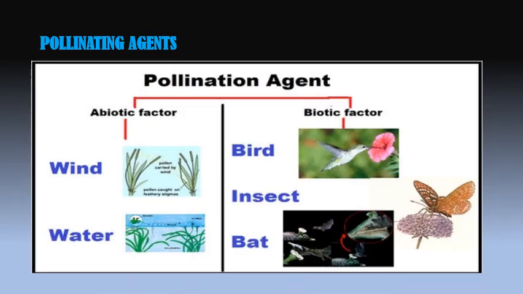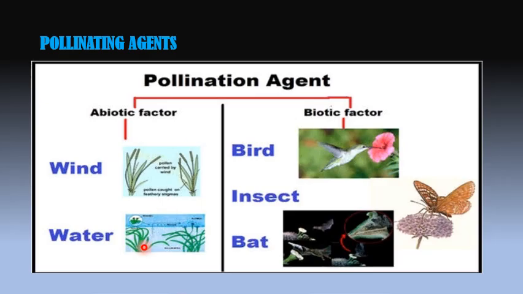Now let us discuss the pollinating agents. It is very important, children, to know about these. They are mainly divided into two types: abiotic factors and biotic factors. What do you mean by abiotic? You already studied this. Abiotic is nothing but non-living, and biotic is nothing but living. Is wind a living species? No, right? So it is considered an abiotic factor.